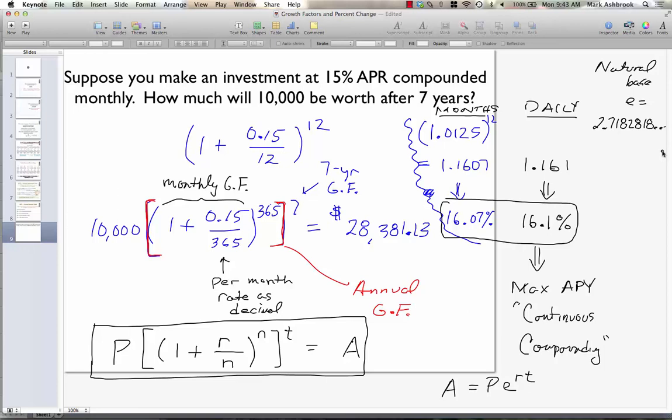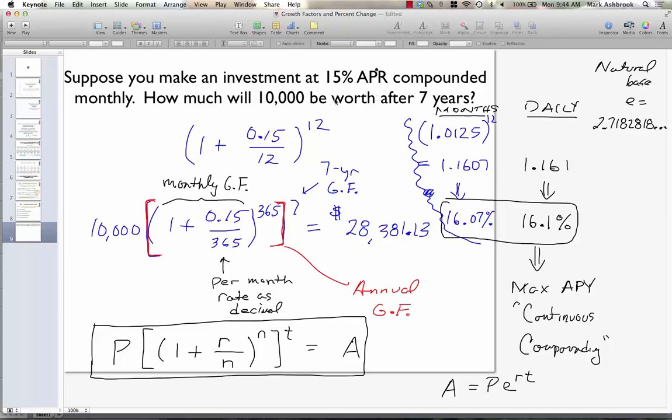So it comes into play when you're talking about continually compounding something, rather than knowing how many times you compound per unit. Okay? In this case, per year. All right, so you get the natural base. Then R is the same thing. It's your APR as a decimal. T is the number of years, and P is the principal.